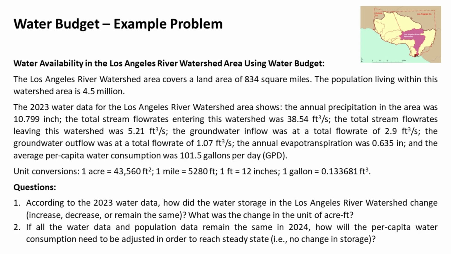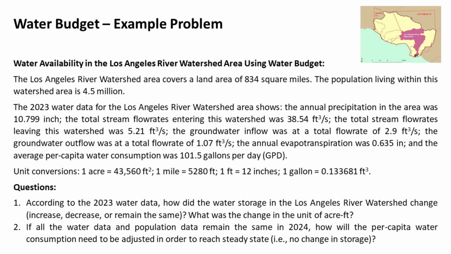Water budget is a useful tool for water supply planning. In this video, we will use this tool for estimating the water availability in the Los Angeles watershed area based on the provided data. Background: the Los Angeles River watershed area covers a land area of 834 square miles. The population living within this watershed area is 4.5 million.